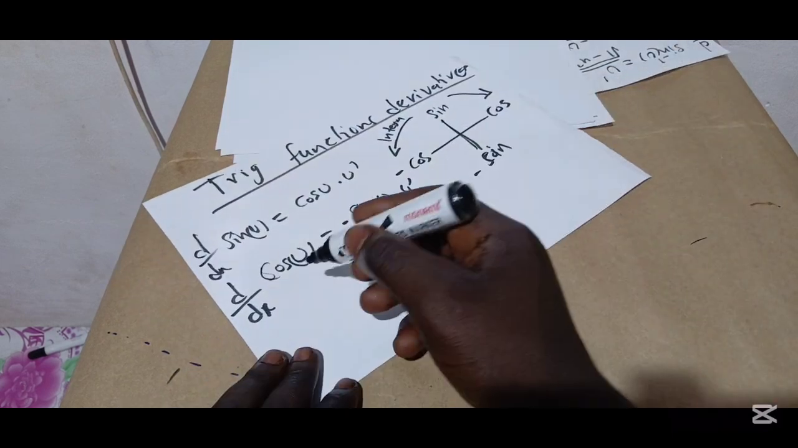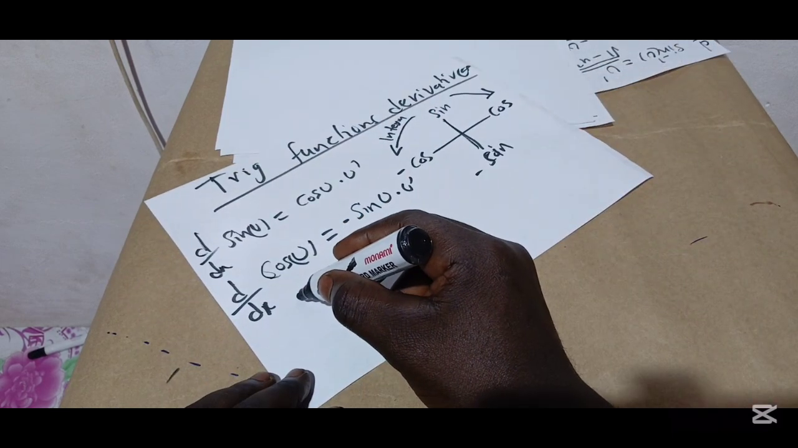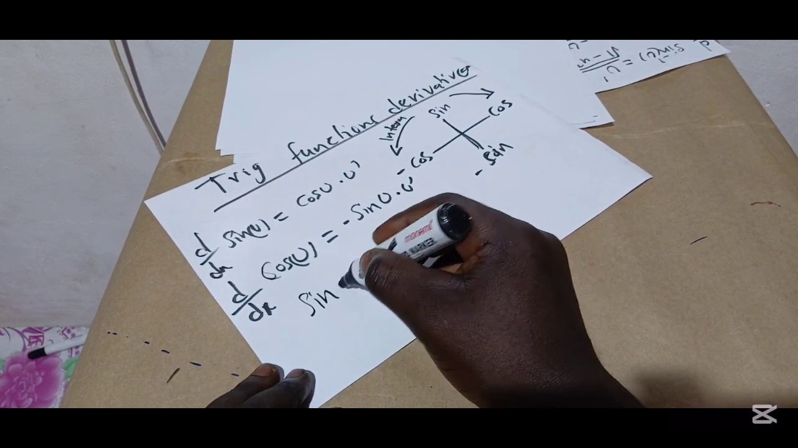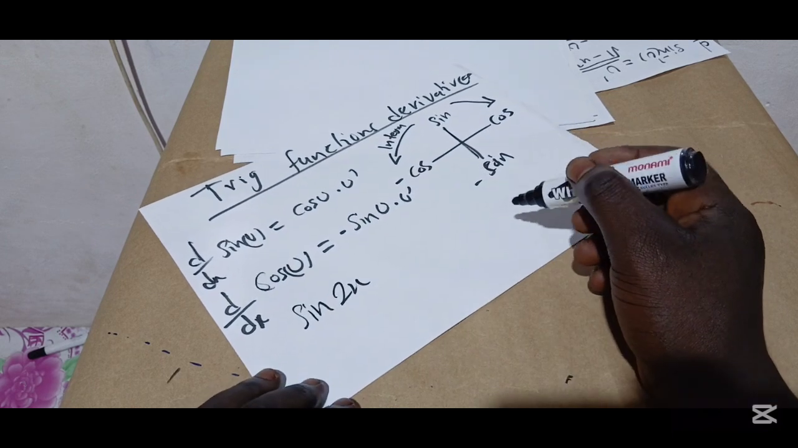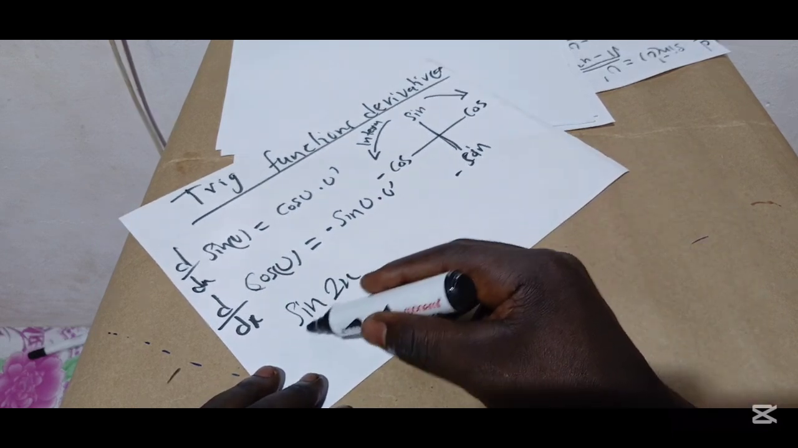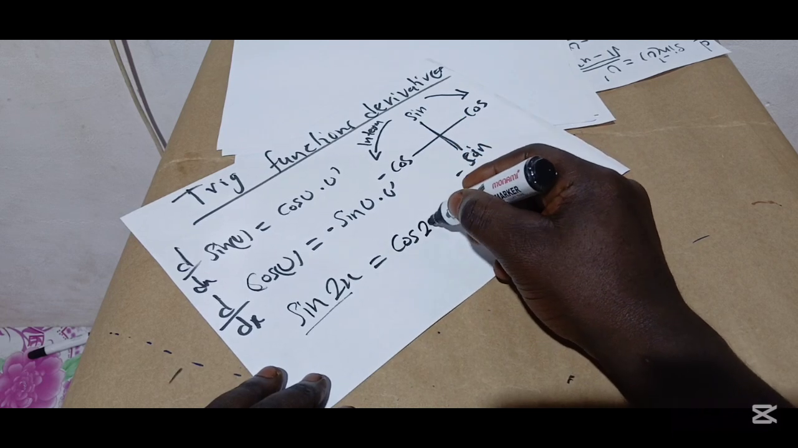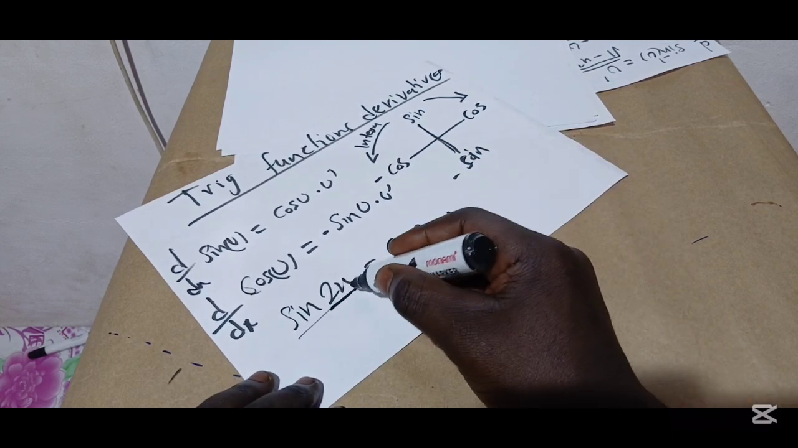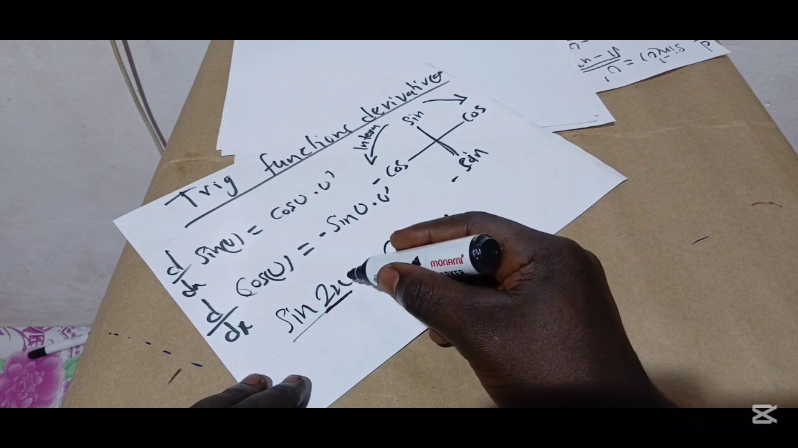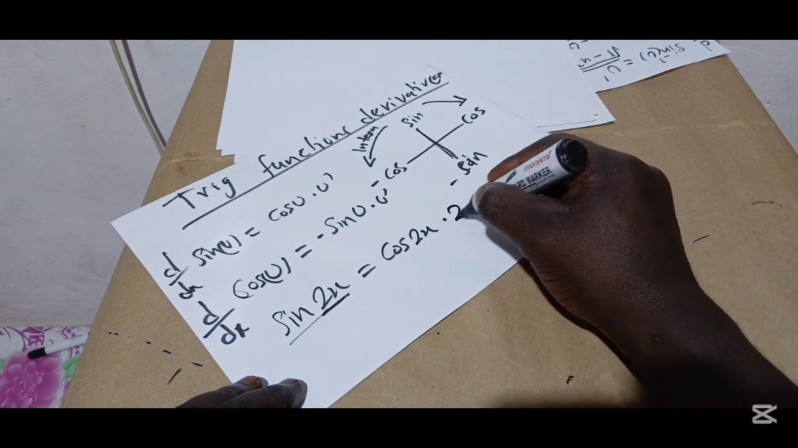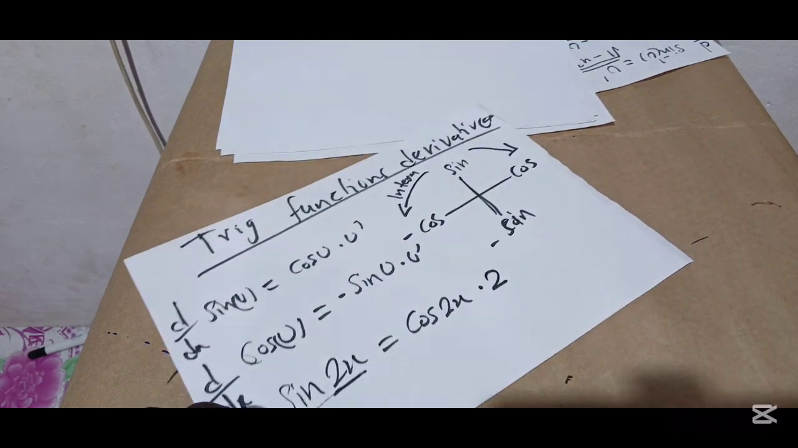So assuming I'm to find the derivative of sine 2x, because I'm finding a derivative, I know that definitely I'm going to get cos. So this will be giving me cos 2x, and now finally we differentiate the inside. Differentiating 2x to the power 1 gives us 2, right? So that's it. I just want to share this with you.